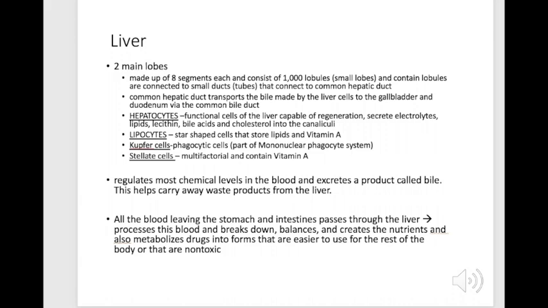The common hepatic duct transports the bile made by the liver cells to the gallbladder and duodenum via the common bile duct. A couple different cell types are in here. So we have hepatocytes, which are the functional cells of the liver. They are capable of regeneration. They secrete electrolytes, lipids, lecithin, bile acids, and cholesterol into a canaliculi.